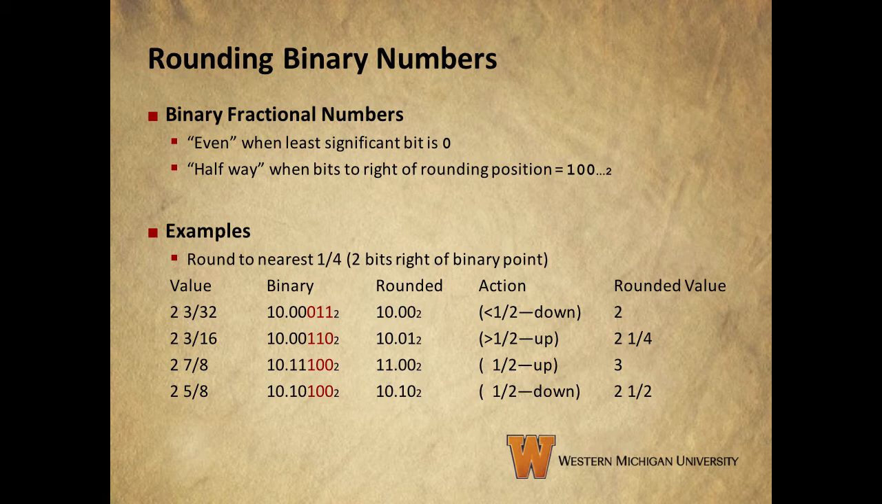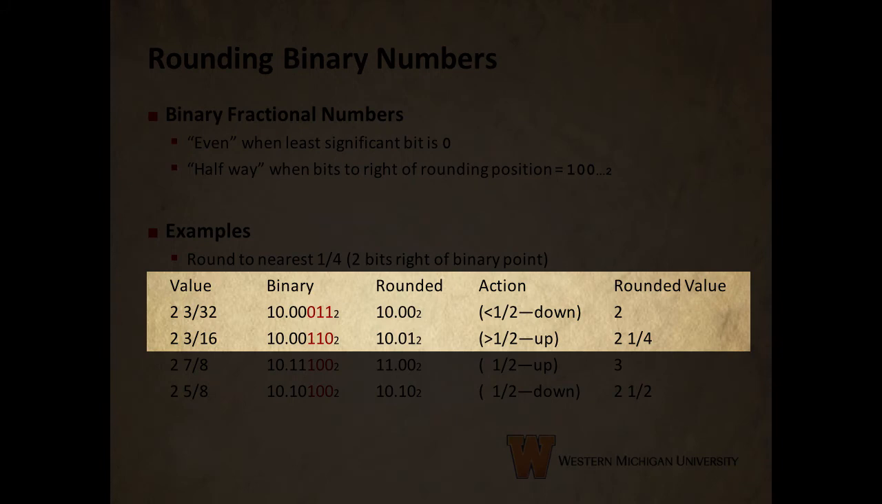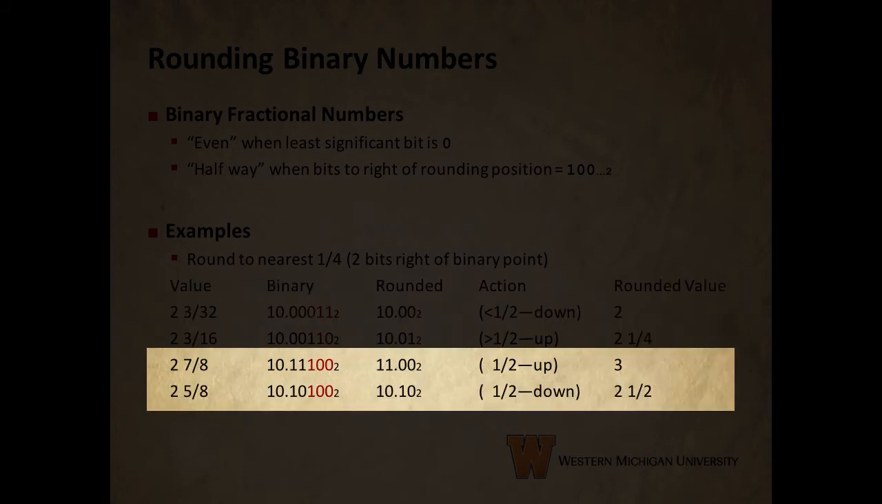Let's look at some examples of rounding to the nearest 1/4, which is 2 bits to the right of the binary point. In the first and second cases, we are less and more than halfway, respectively, so we just round down and up as expected. The bottom 2 examples are halfway. Note the bit patterns in red, which are of the form 1 followed by zeros.